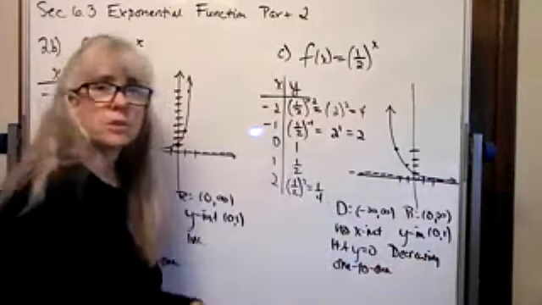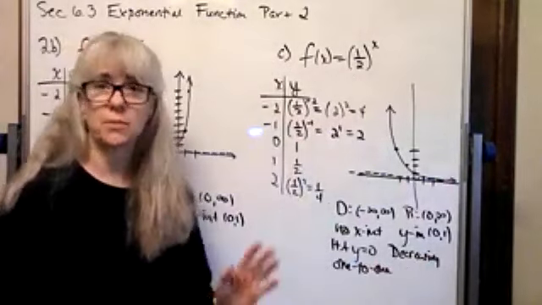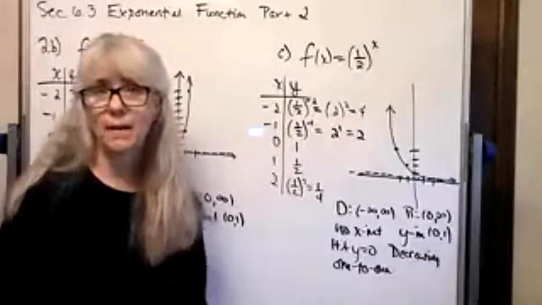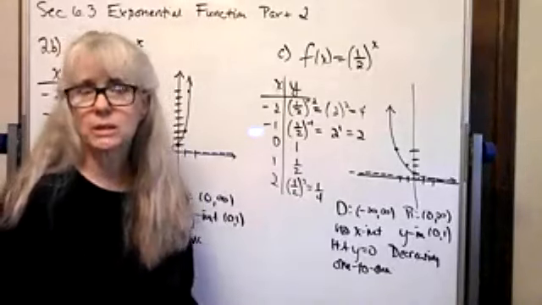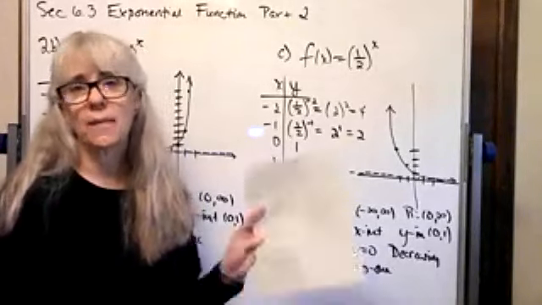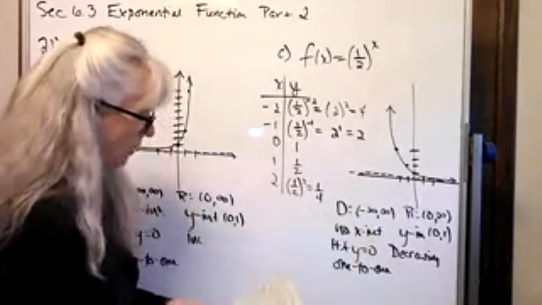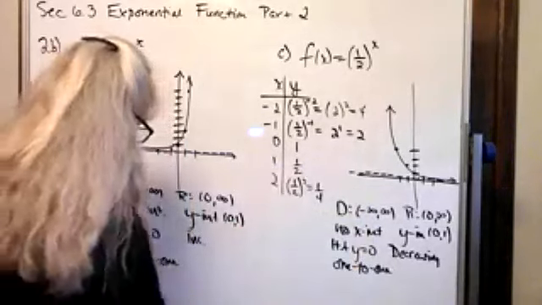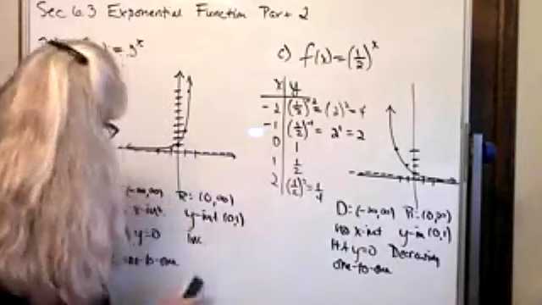So now that we've graphed three different exponential functions with different bases, 2 to the x, 3 to the x, and 1/2 to the x, you can see the characteristics of the exponential function at the top of the handout on the next page. It just summarizes everything that we've been saying.